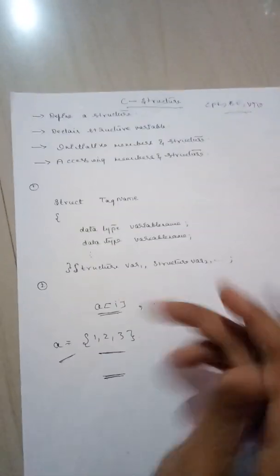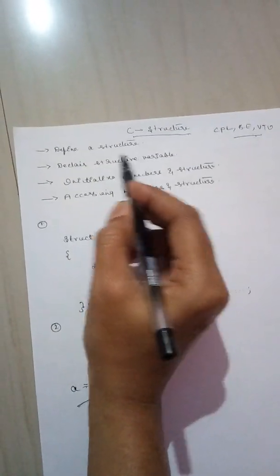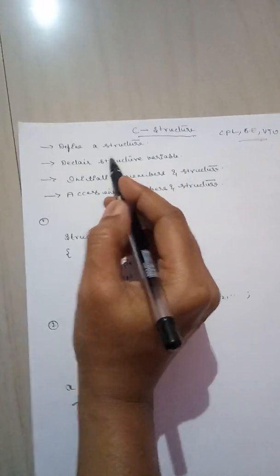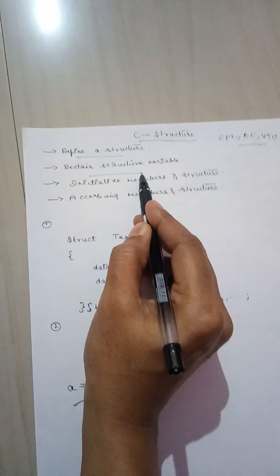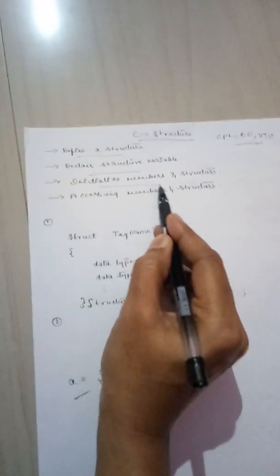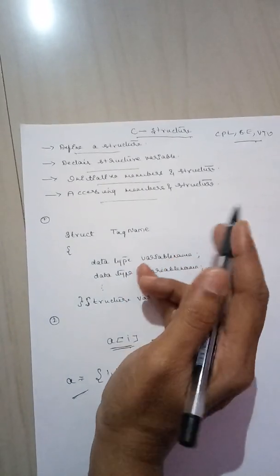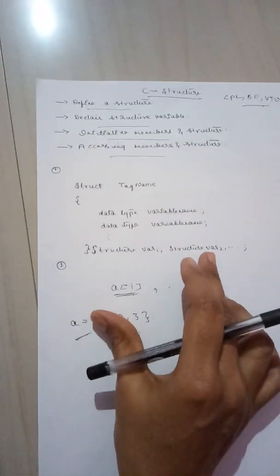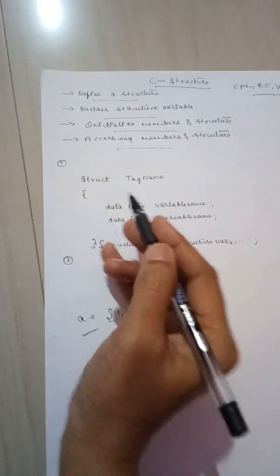While creating a C program using structures, we first have to define the structure, then declare the structure variable, then initialize the members of the structure, and access the members of the structure. Okay, first let us see the example.